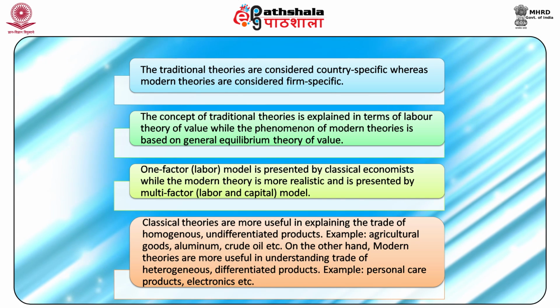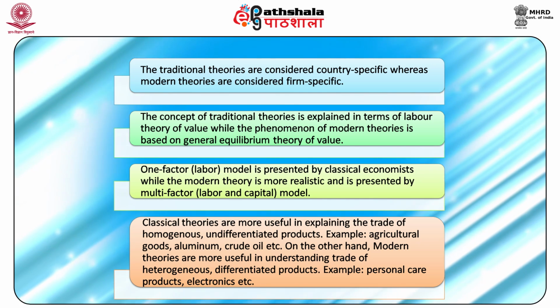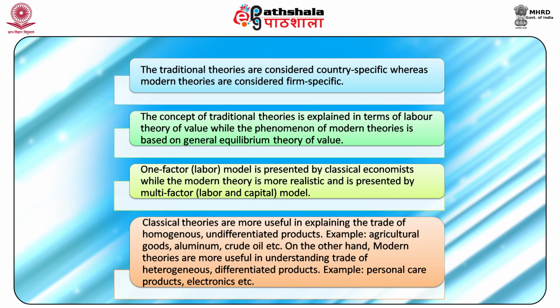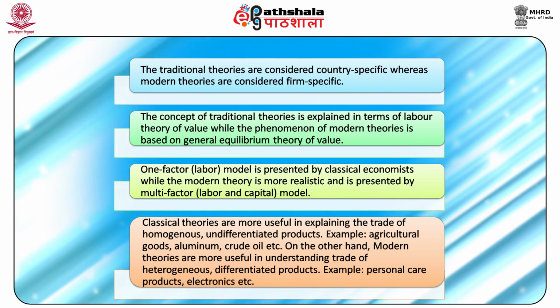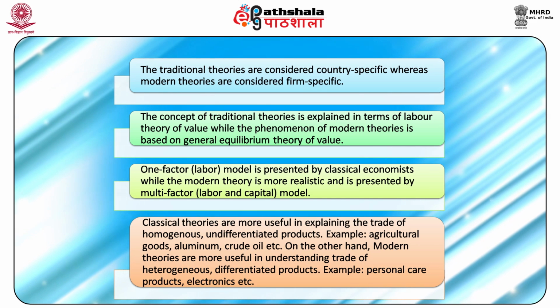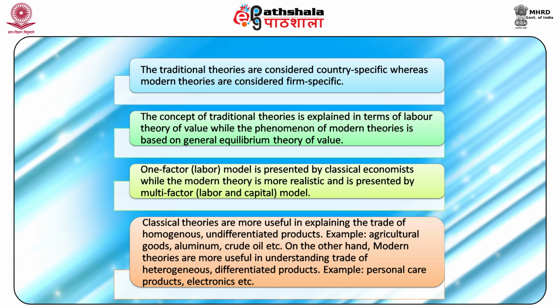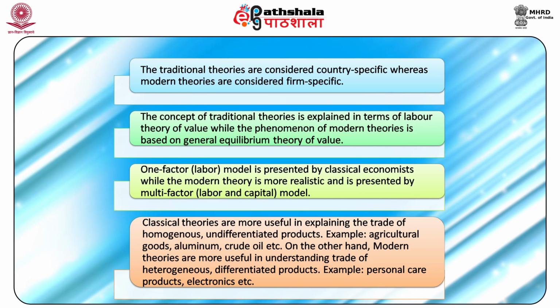Classical theories are more useful in explaining the trade of homogeneous undifferentiated products. Example being agricultural goods, aluminium, crude oil, etc. On the other hand, modern theories are more useful in understanding trade of heterogeneous differentiated products. Example being personal care products, electronic goods, etc.